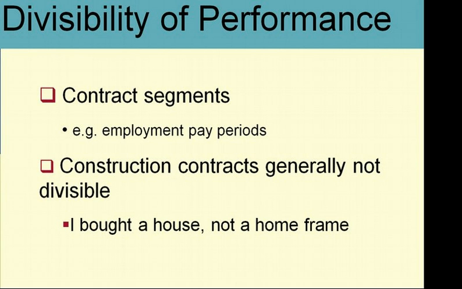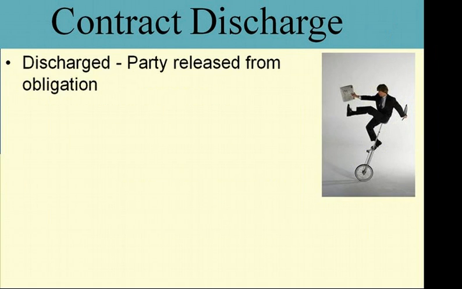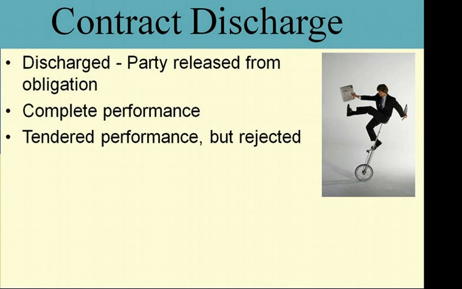Construction contracts generally are not divisible. You buy a house, not a frame to a house. Although some larger contracts could be divisible because they could have multiple buildings. Contract discharge. A party is discharged because they would then be released from an obligation. Obviously, when the contract is completed, both parties are discharged from any further action.